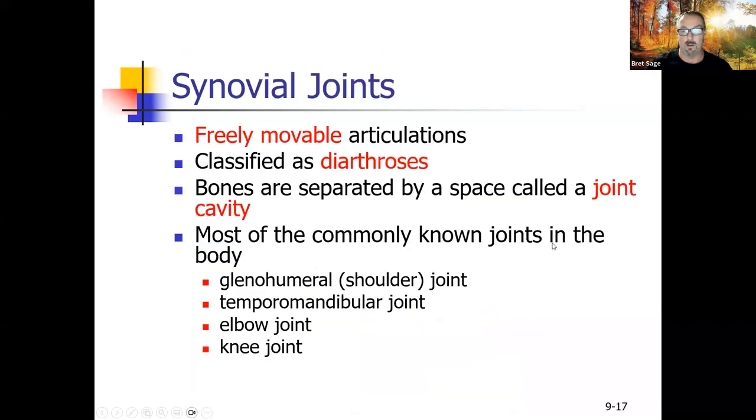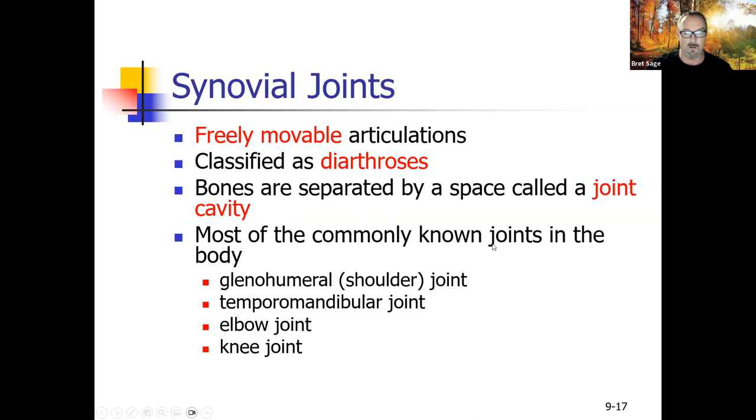All right, synovial joints. These are the most common ones. These are the joints we think of. Shoulder joints, wrist joints, knee joints, ankle joints, where there's a lot of movement available. Freely movable articulations, they're classified as diarthrosis. Di meaning two, as in two separate bones. Bones are separated by a space called a joint cavity. Now, it's a potential space, which means it's filled with fluid. It's not really a big open space. And all of the space in there is filled with synovial fluid.